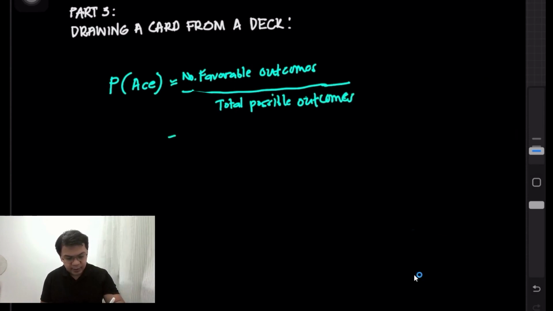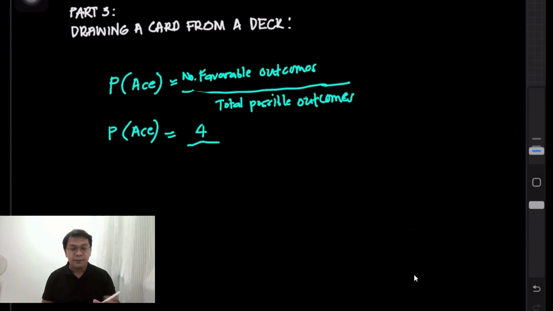How many favorable outcomes do we have? Since in a standard deck of 52 cards there are four aces, we can write four over here. Since there are four aces, we have four favorable outcomes. And how many possible outcomes do we have? We're working with 52 cards here, so we can write 52. So there you have it. We now have a formula to give us the probability of drawing an ace card.